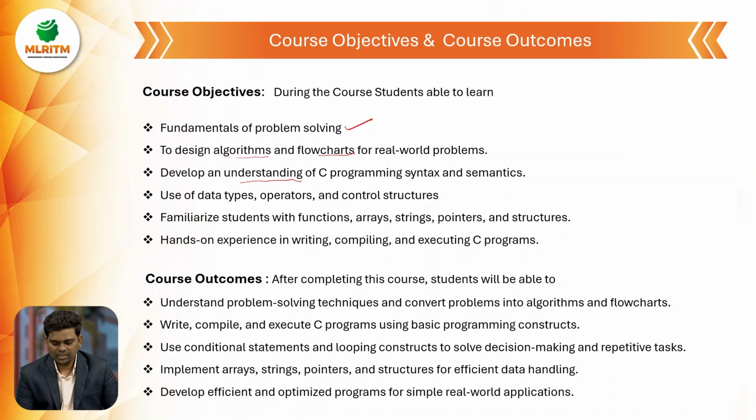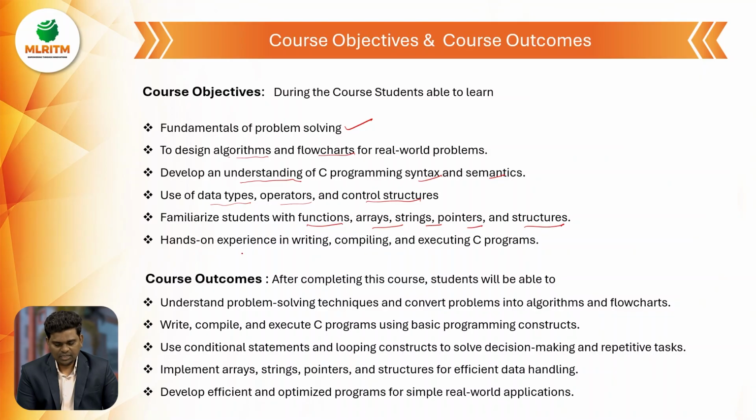So these are the main basics of programming language. Every programming language has its own syntaxes and semantics. And after that, they will learn about the use of data types, operators, then control structures. So these three are also considered as the basics of C language. After that, they become familiar with the functions, arrays, strings, pointers, and structures. So these are all the concepts in C language. So coming to the overall part, C language can be divided into two parts, that is basics and concepts.